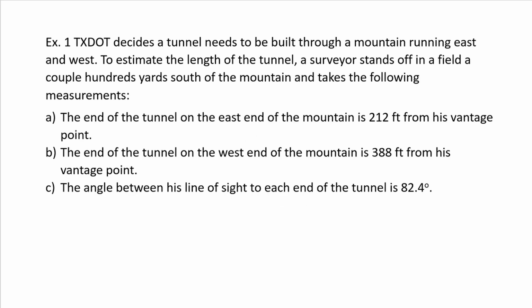TxDOT decides a tunnel needs to be built through a mountain running east and west. To estimate the length of the tunnel, a surveyor stands off in a field a couple hundred yards south of the mountain and takes the following measurements. The end of the tunnel on the east end of the mountain is 212 feet from his vantage point. The end of the tunnel on the west end of the mountain is 388 feet from his vantage point. And C, the angle between his line of sight to each end of the tunnel, is 82.4 degrees.